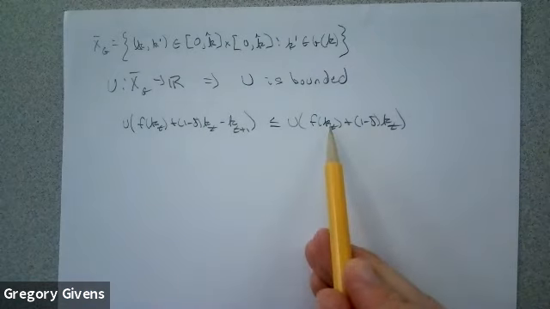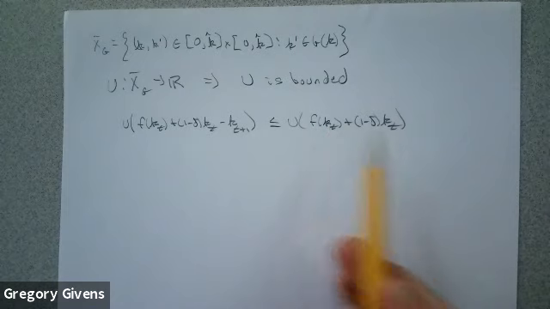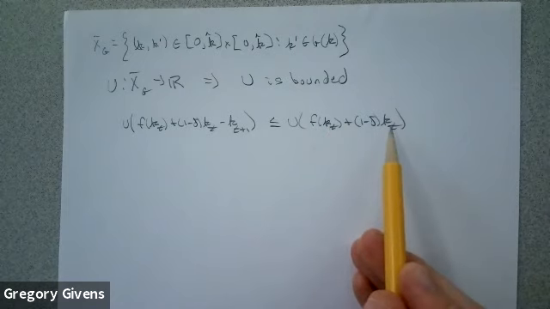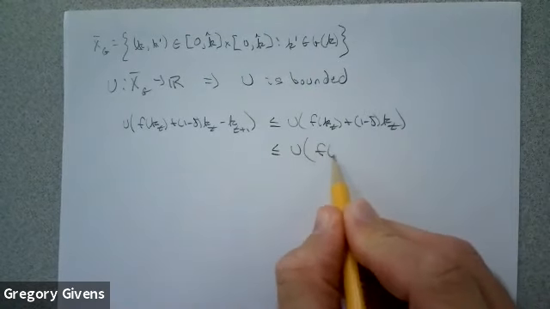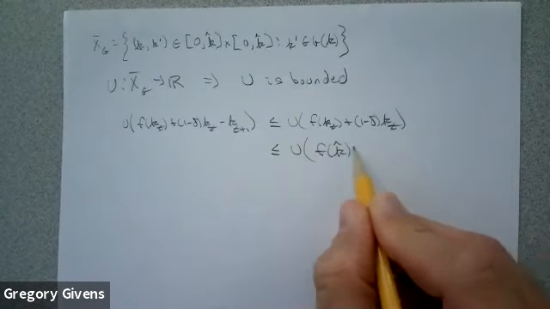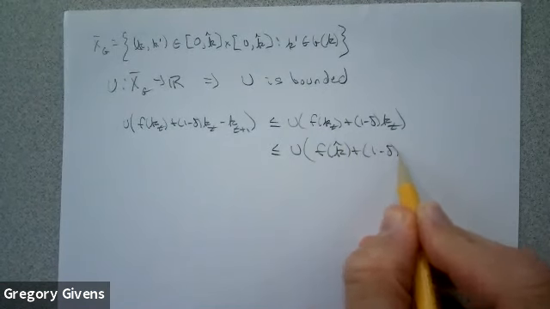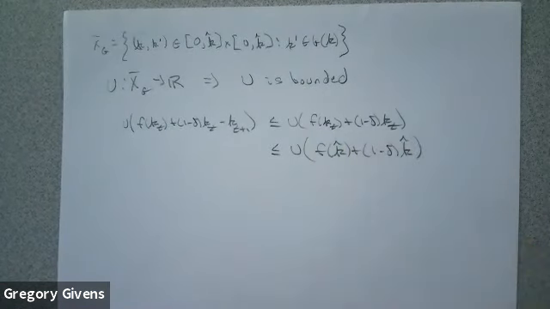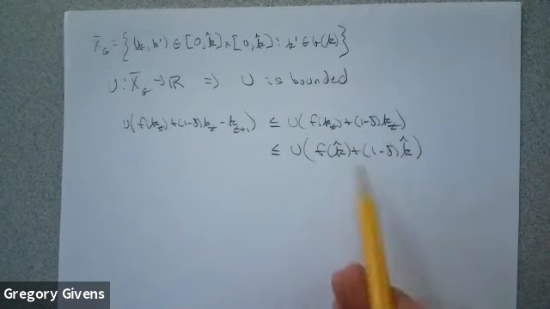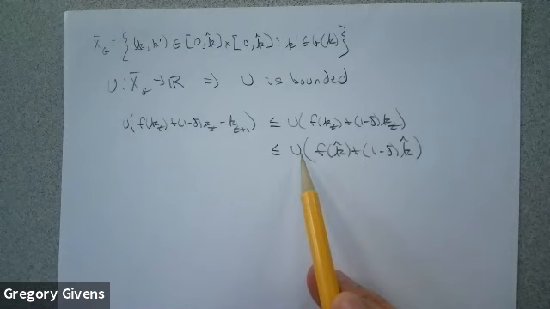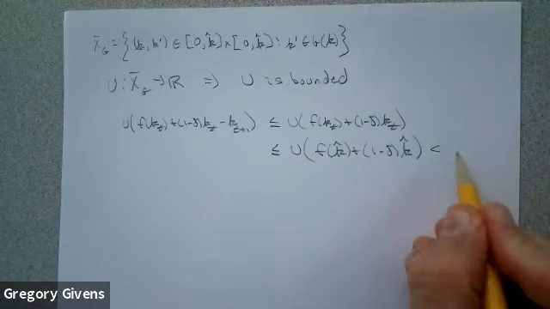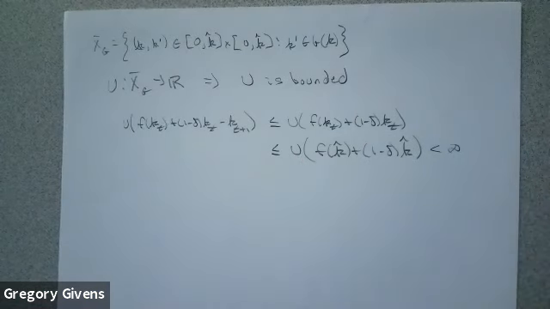F is strictly increasing in k. 1 minus delta times k is strictly increasing in k. So this has to be bounded above by u of f k hat plus 1 minus delta k hat. And if k hat is finite, and u is a continuous function, then this is going to be finite.